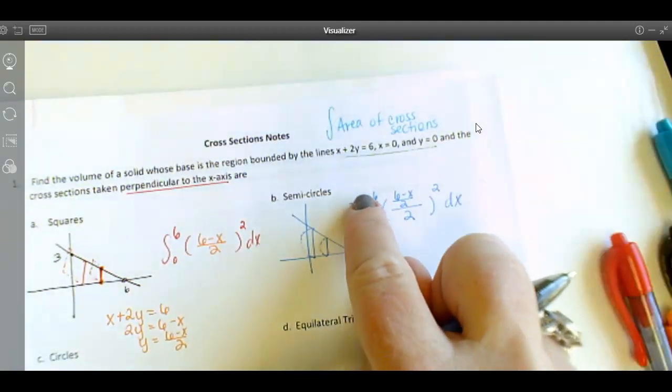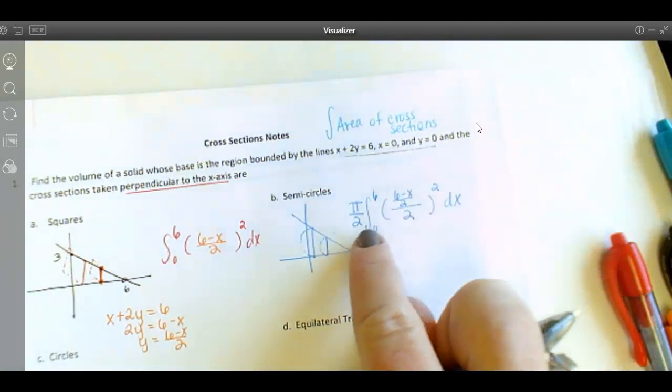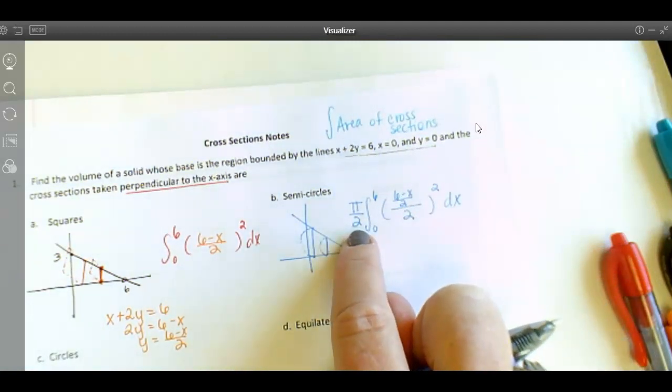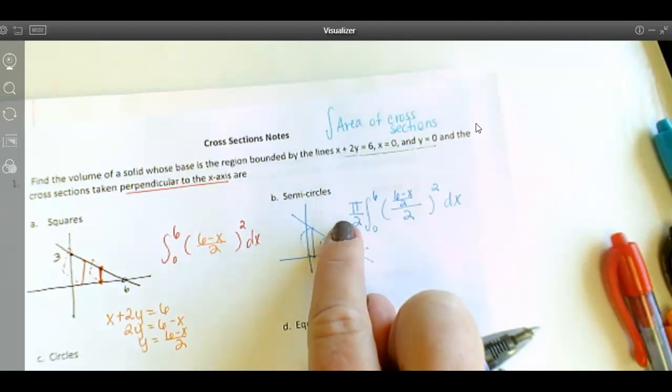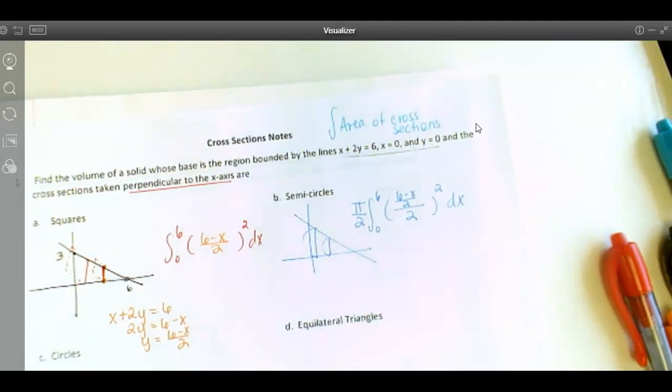And that's because this is pi r squared and then divided by 2. That divided by 2 can be in here. I just knew that it would not look as pretty, so that's why I wanted it to be on the outside.